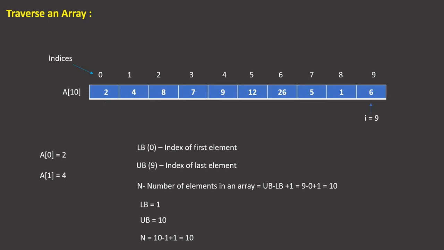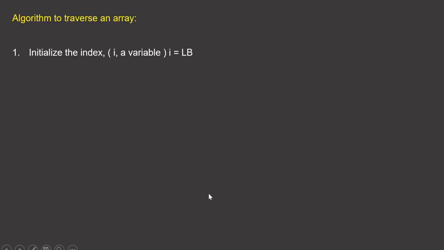So here I'm going to start how we can write an algorithm to traverse an array. Okay, first you need to initialize the index. Index means you must know the lower bound, right? For that we are going to write the variable. If you are going to program in any language, you just need a variable.